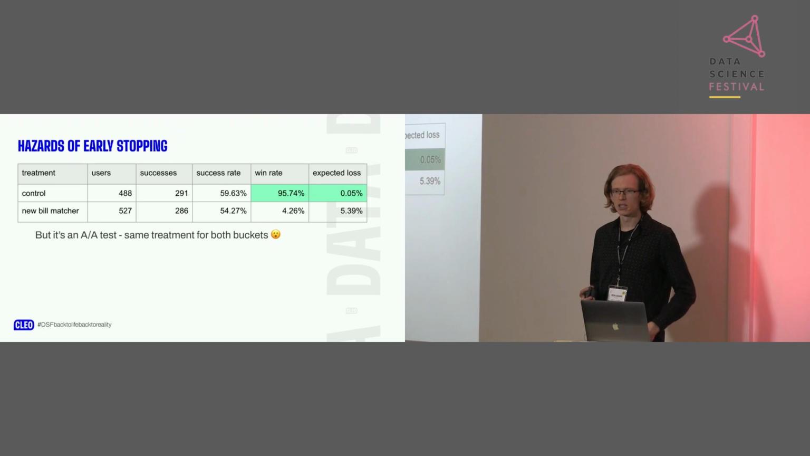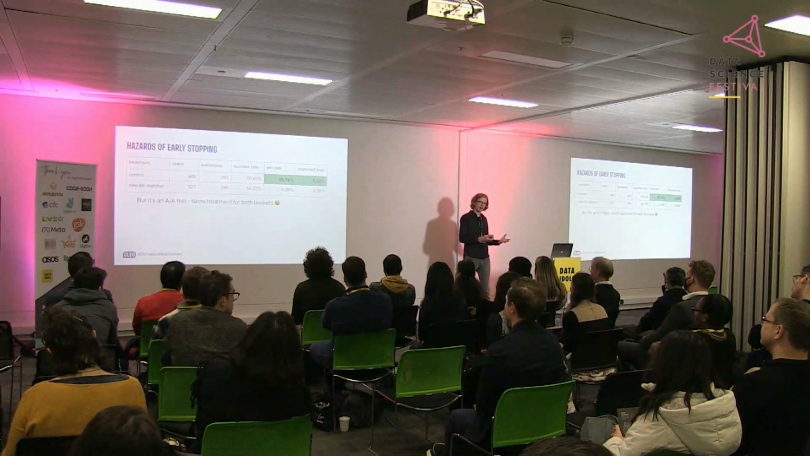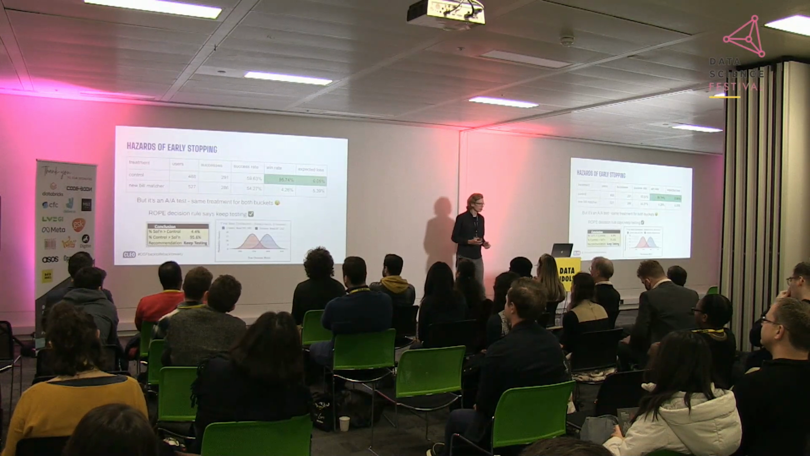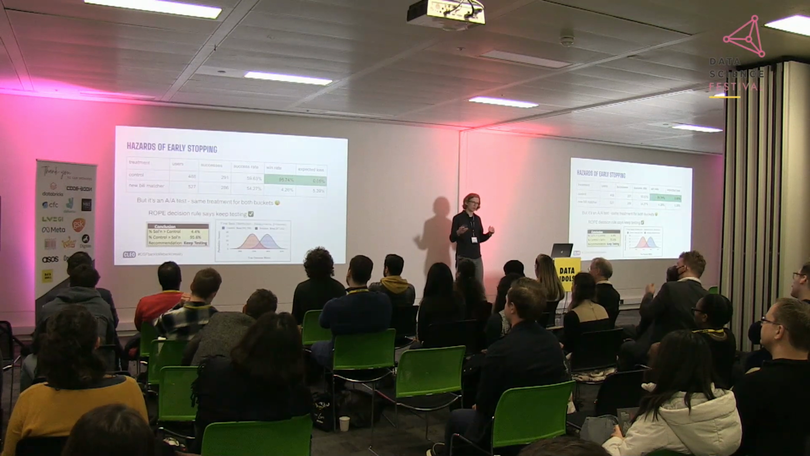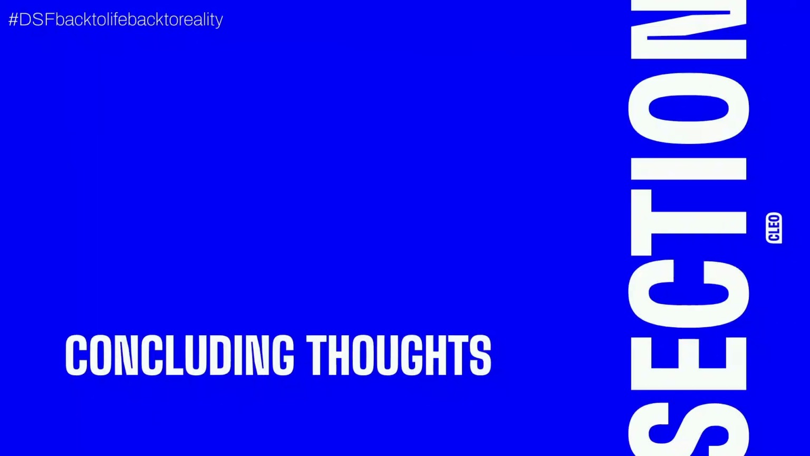involved in each one. So there are different ways that you might combat this. You could use an informed prior, or you could use a different decision rule. The ROPE decision rule framework is more oriented towards telling you if your test should keep going. If you're in that region of practical equivalence and the test is still inconclusive, it will give you that outcome. So these could be ways to avoid some of these false positives from early stopping.